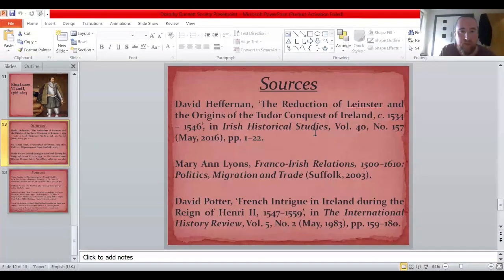So as you can see, there's a bit of shameless self-promotion here at the very start. I had an article in Irish Historical Studies back in 2016 that's on the reduction of Leinster and the origins of the Tudor conquest of Ireland. That explores the efforts to lobby the government to conquer South Leinster, and then how it transferred from South Leinster to the Irish Midlands with the O'Connors and the O'Moores, basically between 1536 and 1546.